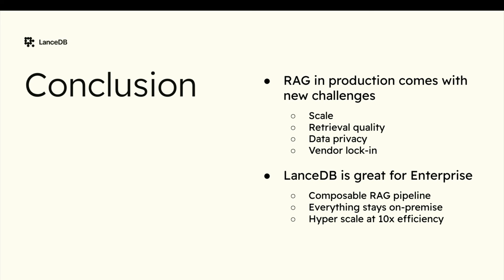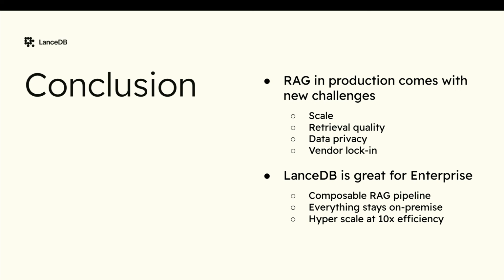Okay, cool. So I think we're coming to the end of the talk. So remember, RAG in production comes with a lot more new challenges that you don't really see when you're building that POC. Whether it's scale, the quality and privacy of that data, and then vendor lock-in. All of those things you need to consider if you're trying to take a RAG application into production.